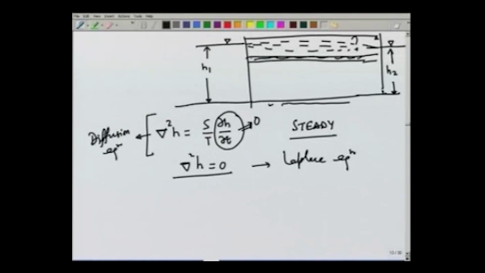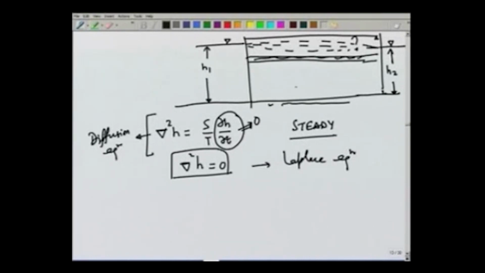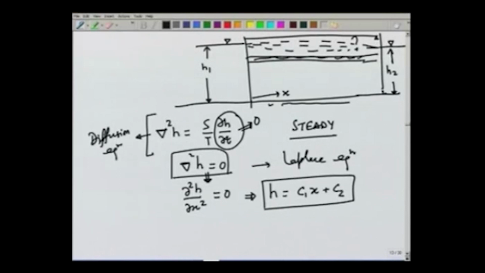This equation has a form similar to the heat diffusion equation, therefore, this is also called the diffusion equation. Now, let us say that this is a steady state flow condition, and let us also assume that this is a one dimensional flow, so the flow is taking place only in x direction. Since the head is not changing in other directions, this equation simplifies to del 2 h by del x square equal to 0, the solution of which is h equal to C1 x plus C2. C1 and C2 are constants which will be obtained by the boundary conditions.